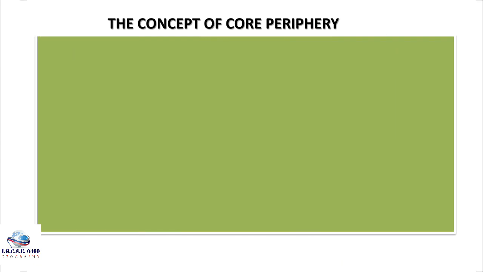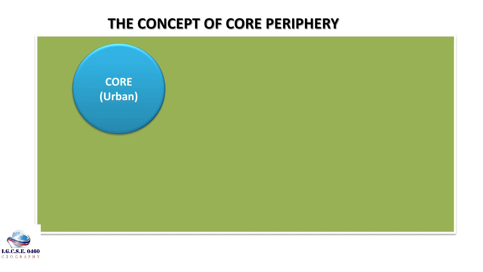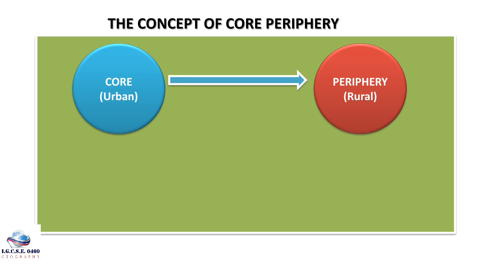Now we want to understand why there could be inequalities in development within a country. And in order to understand this, we will use the concept of core and periphery. But before we go any further, let us understand the difference between core and periphery. So core are the urban regions, while the periphery are the rural regions. I am sure every person understands the difference.